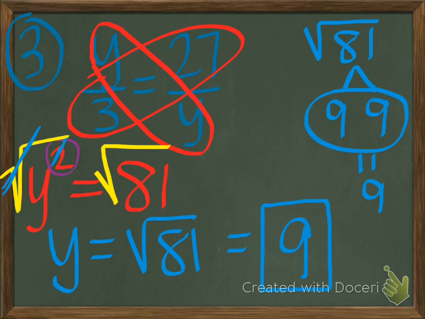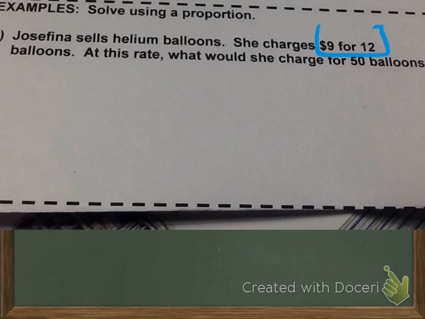Okay, now we have one more problem to do. Okay, now for the last problem, problem number 4. It says, Josefina sells helium balloons. She charges $9 for 12 balloons. At this rate, what would she charge for 50 balloons? Okay, now you can write down this problem if you want to take time. If you need to stop the video, that's fine.